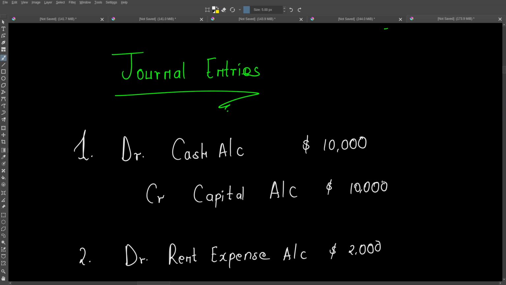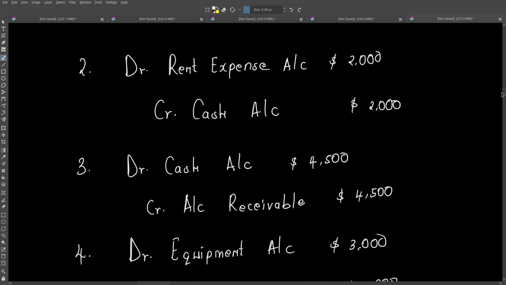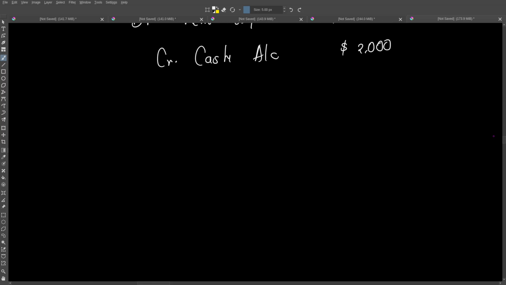We want now to prepare a T account for cash account, okay? A T account for cash account. So we are going to draw the T. We are going to draw the T representation, okay? So there we have it.